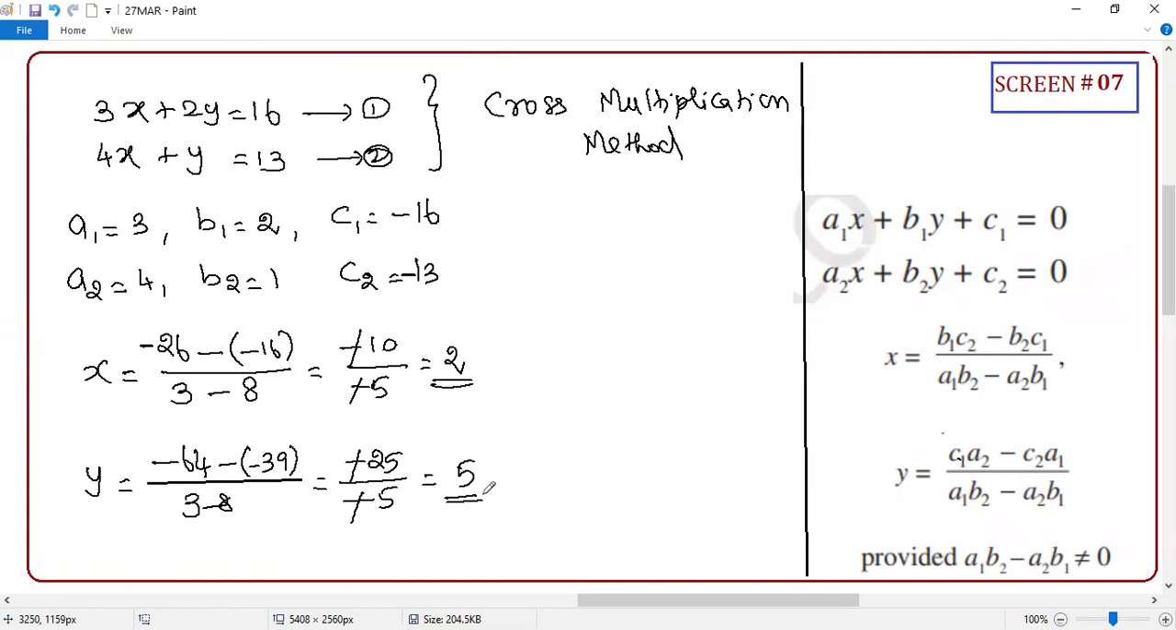Are you getting the same answer as the one you get from the substitution method, elimination method, including trial and error method? Say yes or no? Yes, sir. Leaving the decision to you, what method you are going to use. Let's go to the next method, the fourth method. What is that? Cramer's rule.